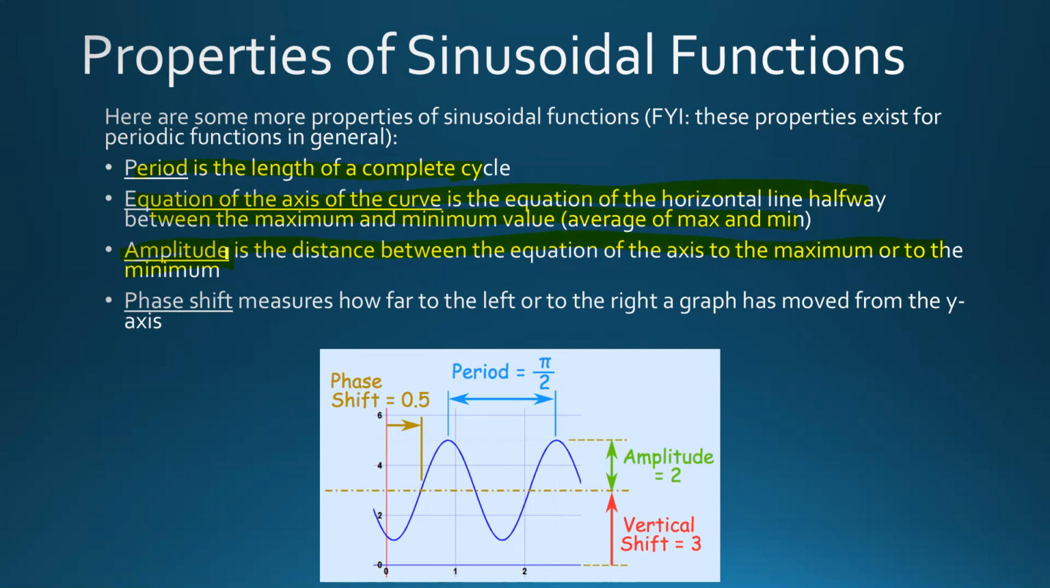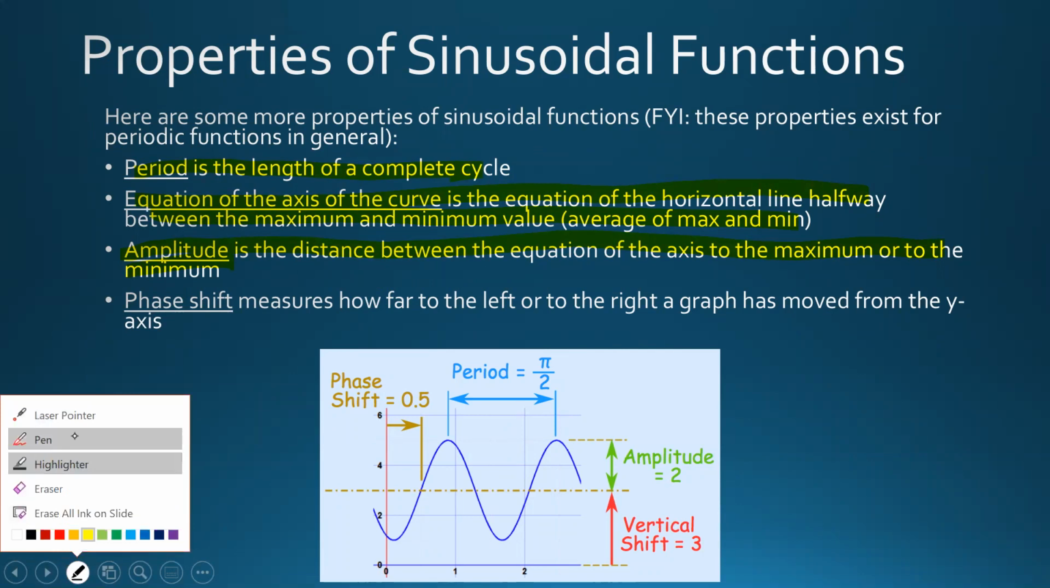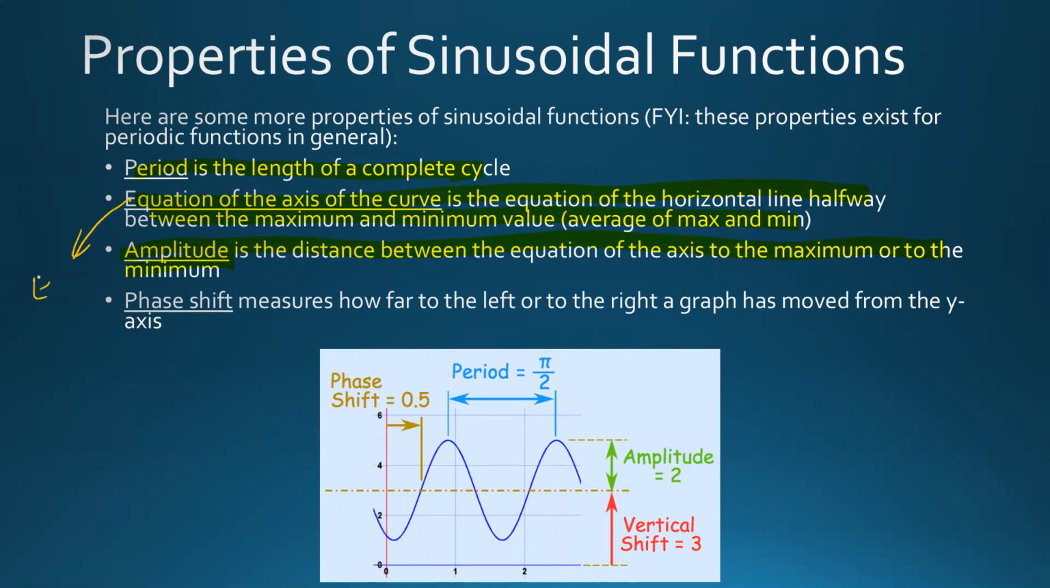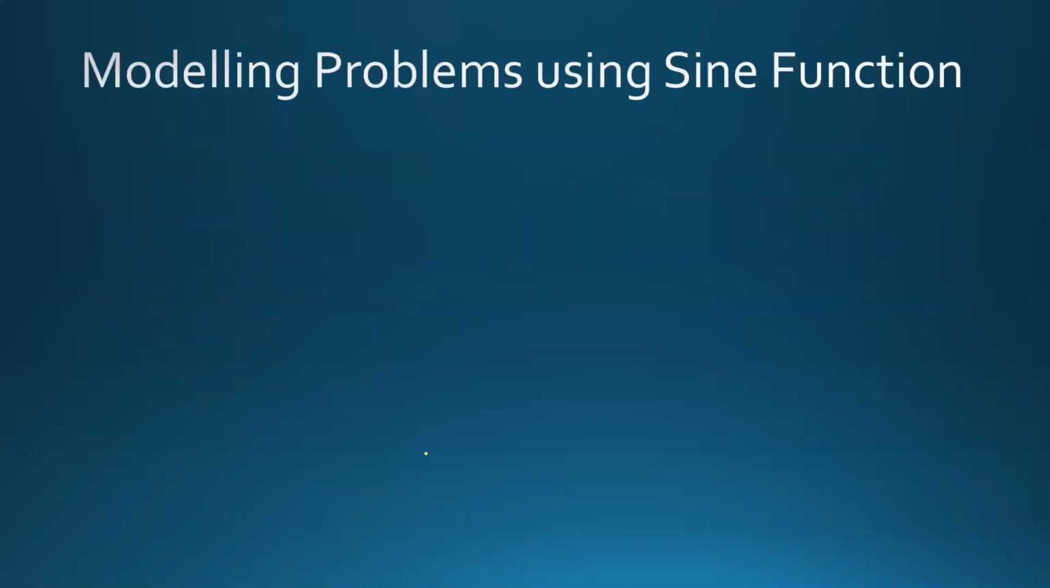So they have a period, which is the length of a complete cycle. They have an EOA for short, the equation of the axis of the curve. They all have an amplitude, which is the distance from the equation of the axis to the max, and the distance from the equation of the axis of the curve to the minimum. And the phase shift is the one new definition here. We're going to talk a little more about this with the transformations. If I decide to start this cycle right here, then the phase shift is just how far I moved from the y-axis. But that's going to change depending on where you start, and we'll talk more about the phase shift later on.